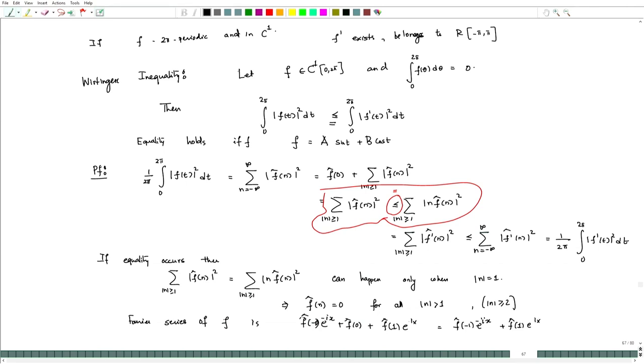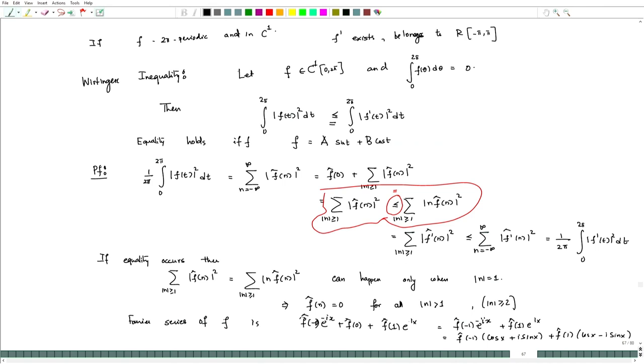Just using the Euler identity, we will get that this is equal to f hat of minus 1 times cos x plus i sin x, plus f hat of 1 times cos x minus i sin x. So if you take your A to be i times f hat of minus 1 minus i times f hat of 1, then that is your A. So you can find A and B such that f is going to look like A sin x plus B cos x.